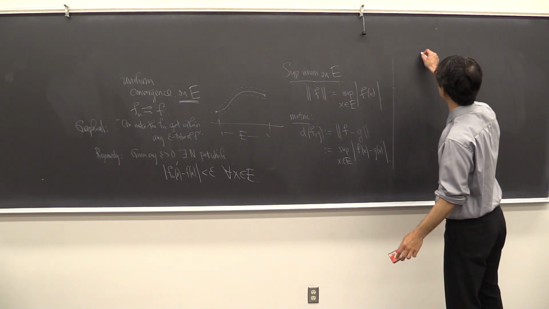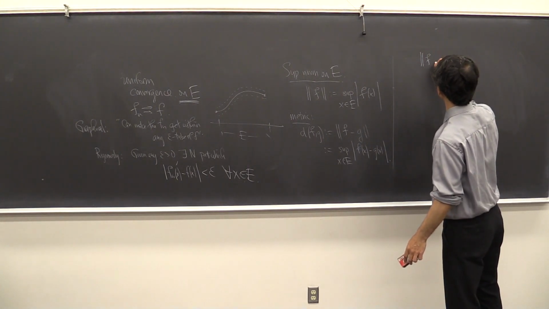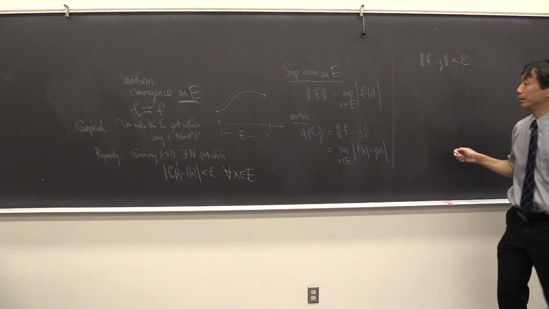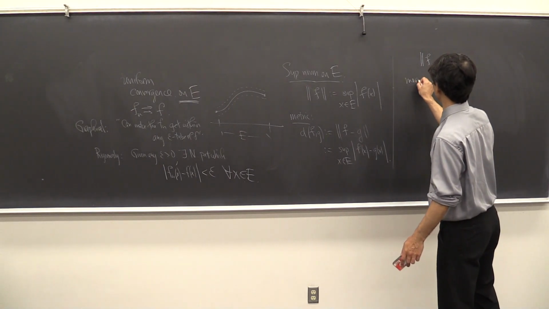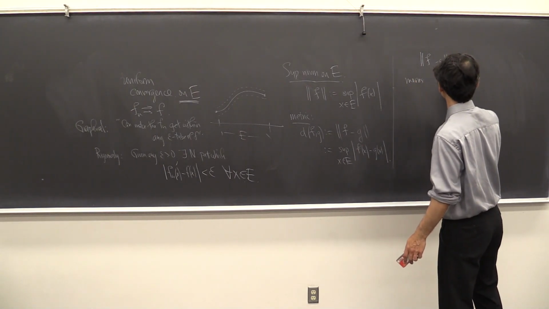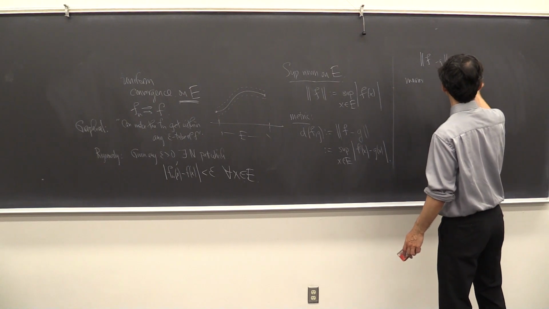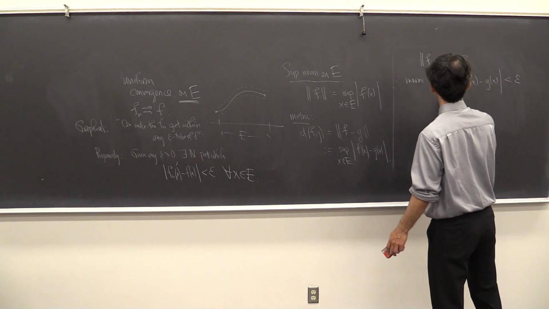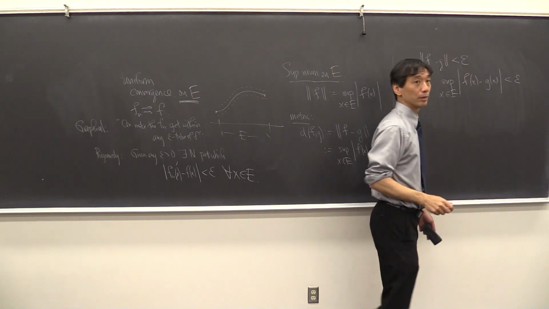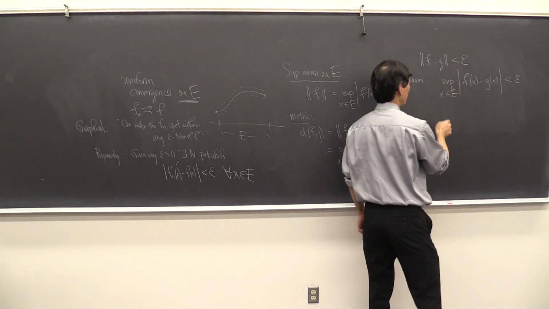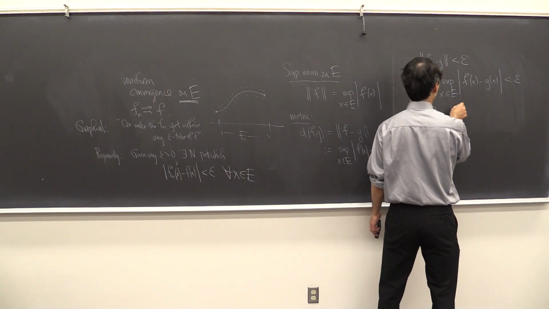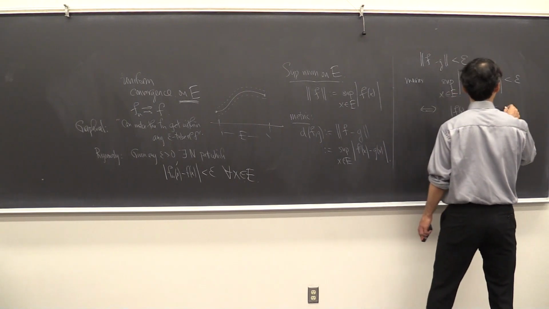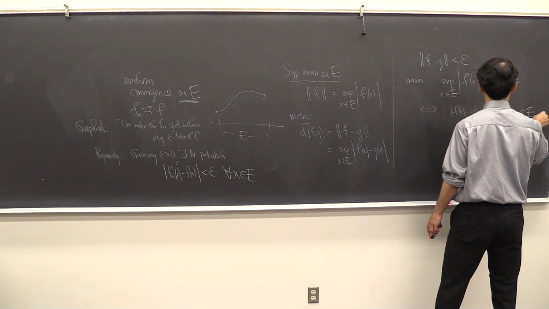Okay, but f minus g in the sup norm metric being smaller than epsilon means that the supremum of the difference over the whole set is smaller than epsilon, which just means that f of x minus g of x is smaller than epsilon for all x in E.